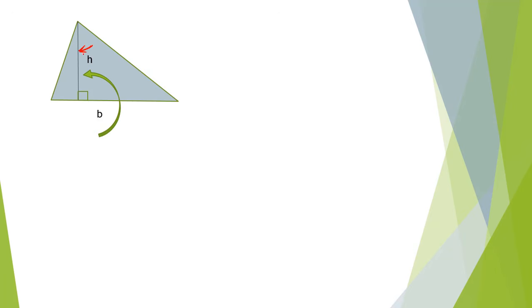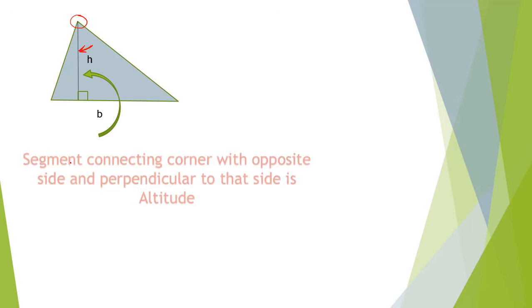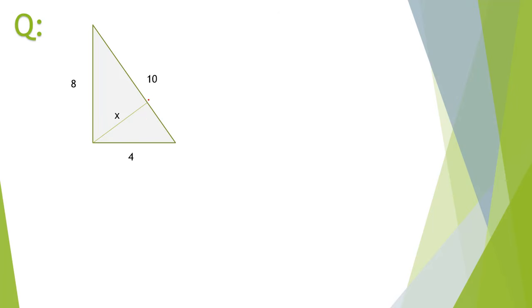This segment is said to be the altitude of the triangle. It originates from the corner and is perpendicular to the opposite side. It is also known as the height of the triangle. If you have to figure out the length of this segment, then how can you do it?